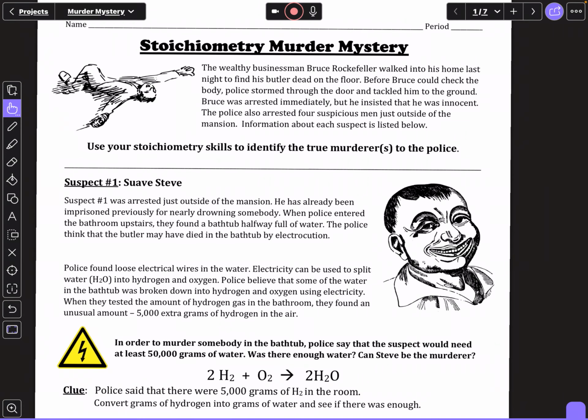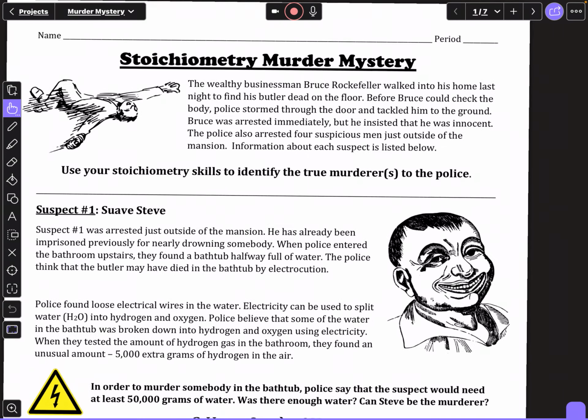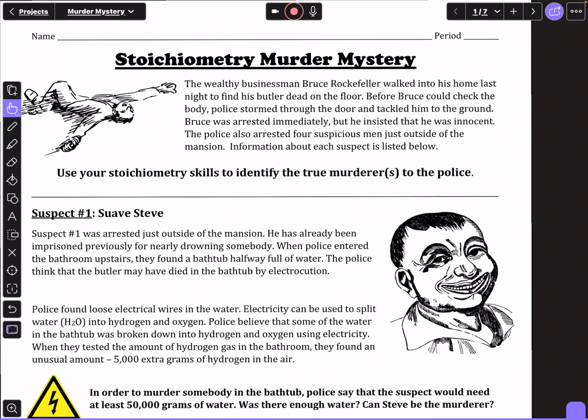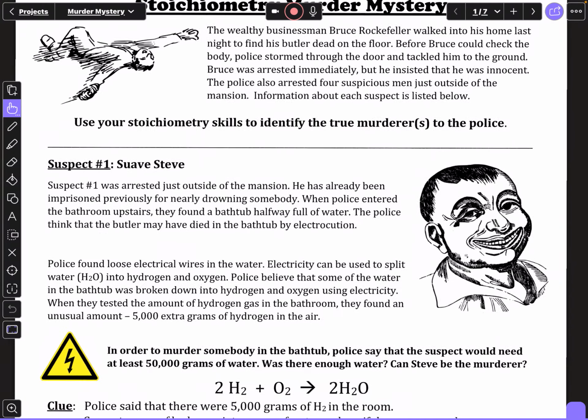So the wealthy businessman Bruce Rockefeller walked into his home last night to find his butler dead on the floor. Before Bruce could check the body, police stormed through the door and tackled him to the ground. Bruce was arrested immediately, but he insisted that he was innocent. Police also arrested 4 suspicious men just outside the mansion. Information about each suspect is listed below. So you're going to use your stoichiometry skills to identify the true murderer to the police.